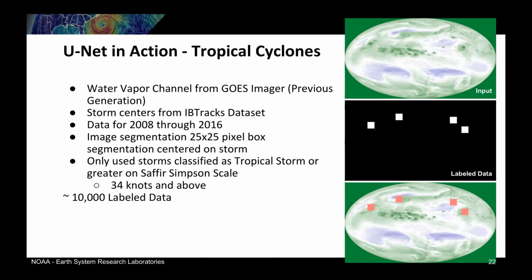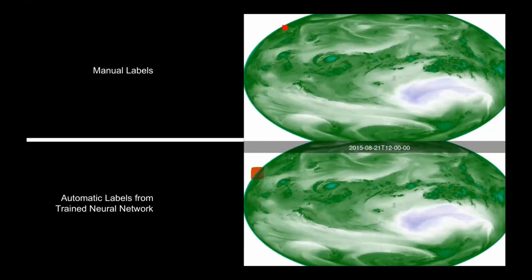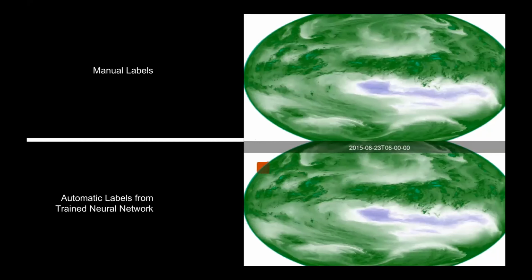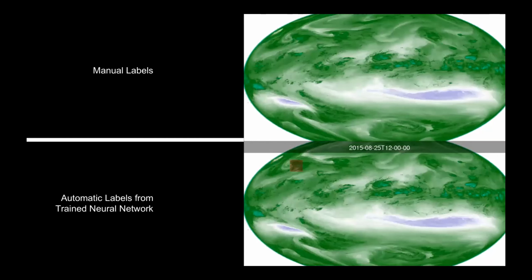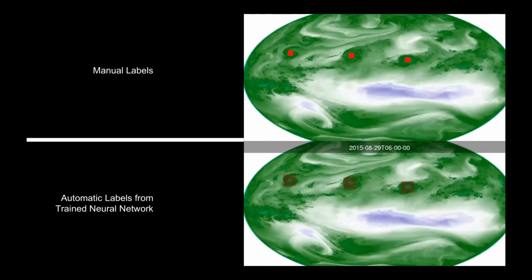For our storms, we looked at only the formed storms, what was classified as a tropical storm or greater on the Saffir-Simpson scale, which was 34 knots or above. For this case, we had around 10,000 labeled data sets we could use for training. Moving on to the next slide, you're going to see an animation. On the top are the manual labels that come from IBTrACS. On the bottom are the automatic labels from the results of our trained neural network.